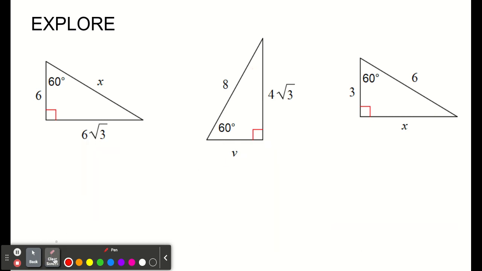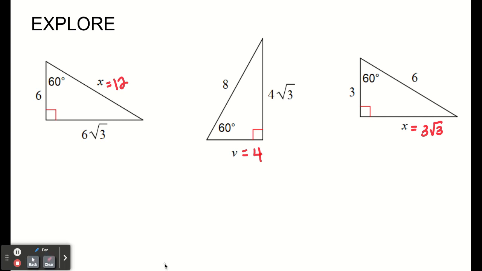So again, I'm going to clear my screen here so that we can just see the triangles. And I'm going to fill in my values here. So we have x equals 12. Here we have v equals 4. And here we have x is equal to 3 radical 3. So just like we saw in the previous lesson, I want to look at the relationship between the different sides of our triangles here. So again, remember, the smallest side is always opposite the smallest angle. So the smallest side of a 30, 60, 90 is always going to be the side across from the 30-degree angle. So here that's 6, here that's 4, and here that's 3.